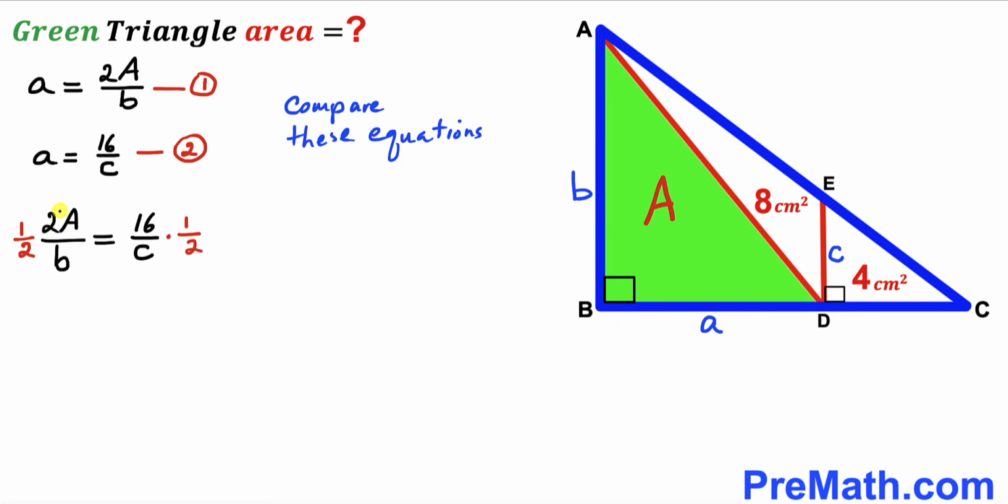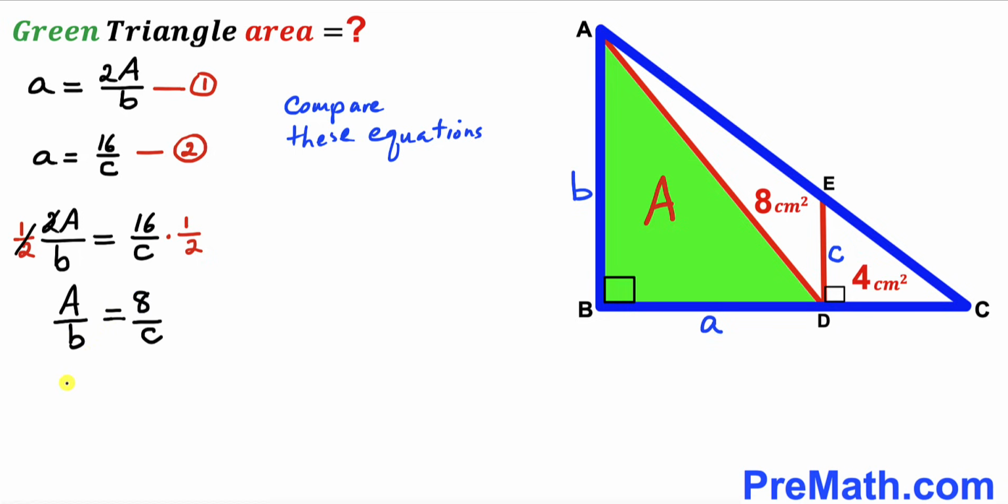Here we can see the 2 and the 1 divided by 2 are gone. So we end up with uppercase A divided by b equal to 1 divided by 2 times 16, which gives us 8. So the right hand side is simply 8 divided by c. And now I am going to swap these two terms back and forth.